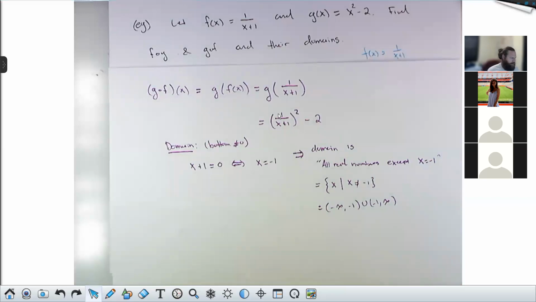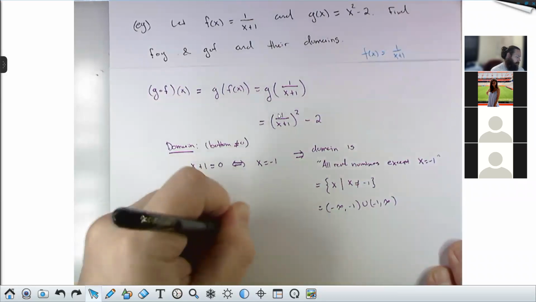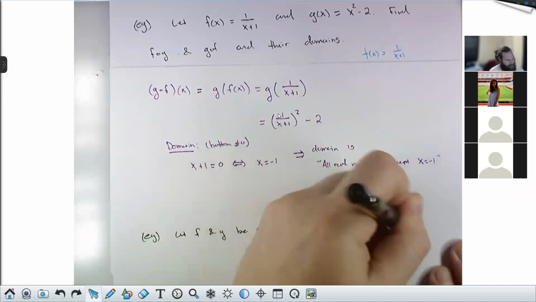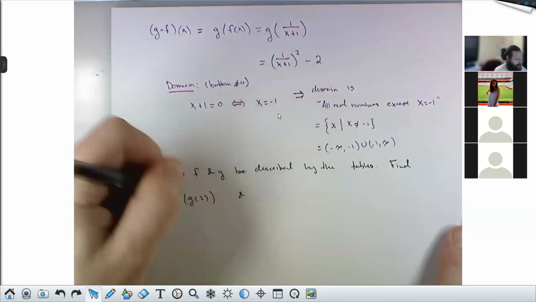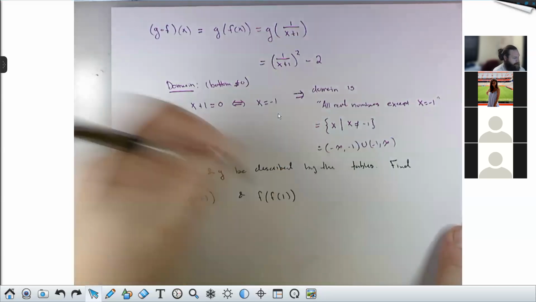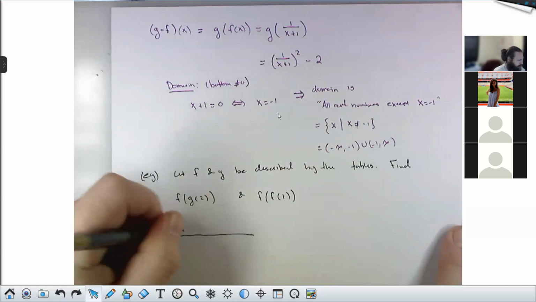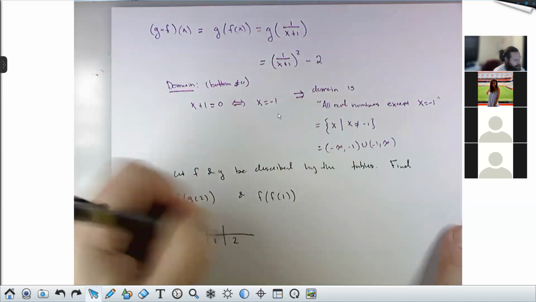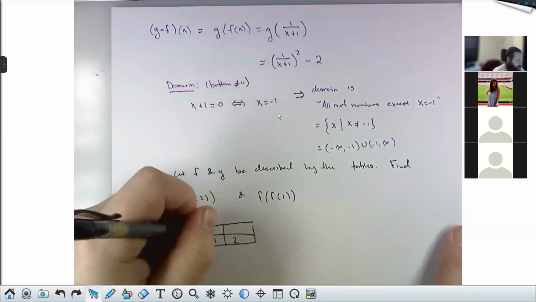Okay, a quick example using tables. Let's find f of g of 2 and f of f of 1. And I'll make the tables here. Simple tables of f of x and x. So for my inputs, let's use 0, 1, 2. And we can have associated outputs here being 2, 0, 1.